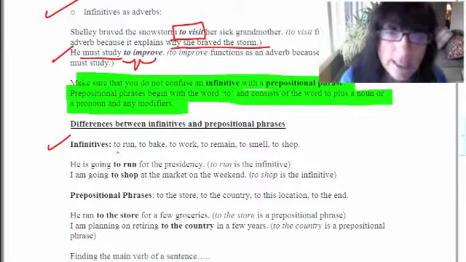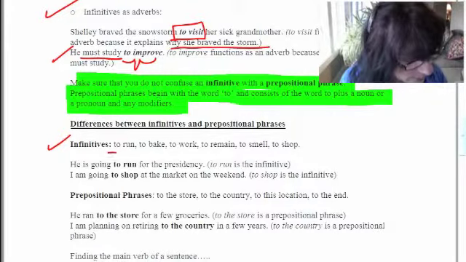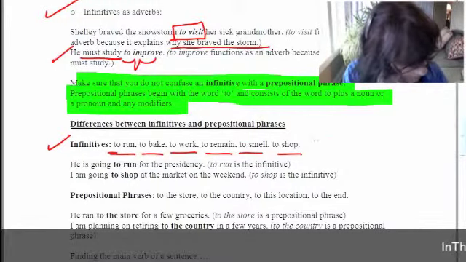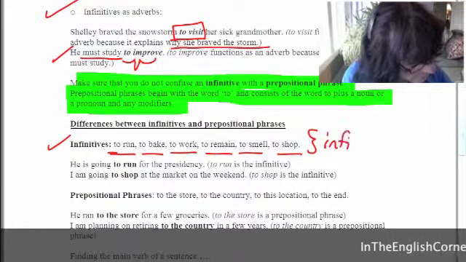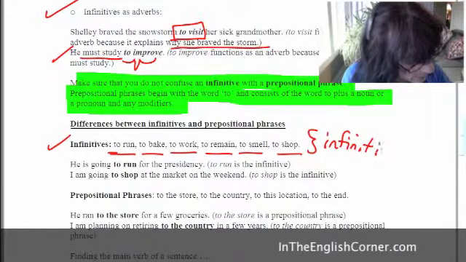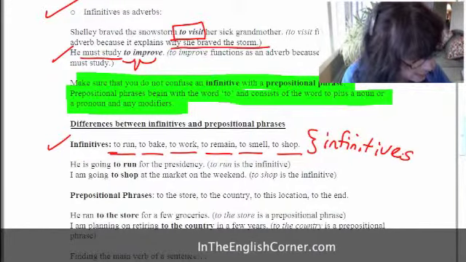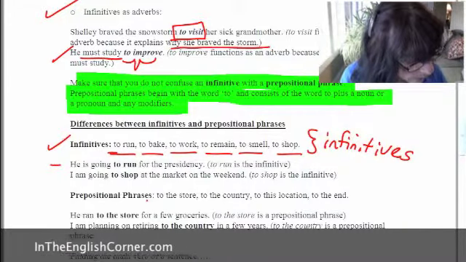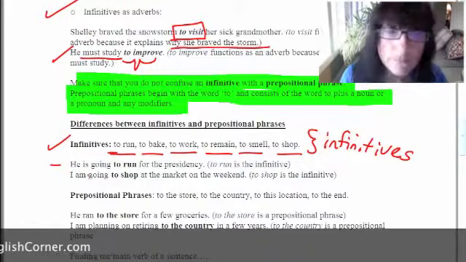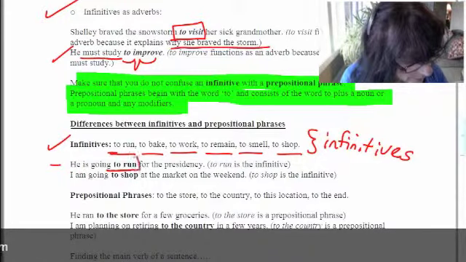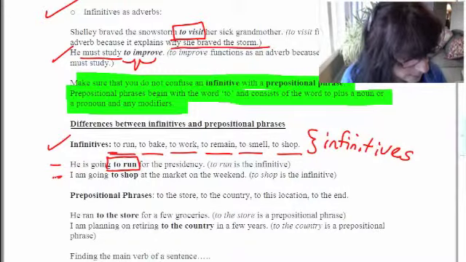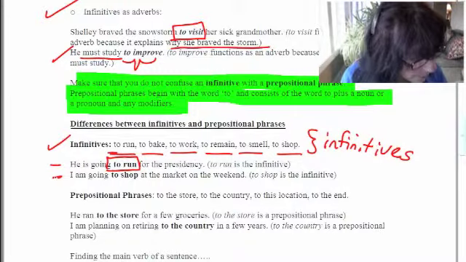Infinitives always have verb forms in them, so they begin with to and they have action: to run, to bake, to work, to remain, to smell, and to shop. So these are called infinitives because they have the word to plus an action after. Example, he is going to run for the presidency. The main verb is going, and there is your infinitive, to plus the action run.